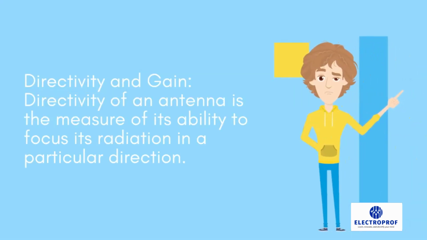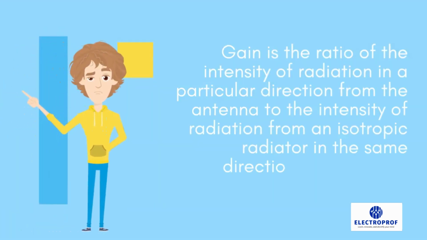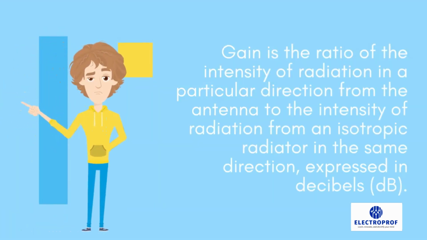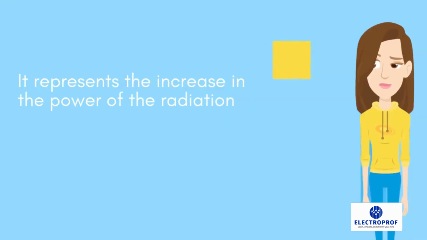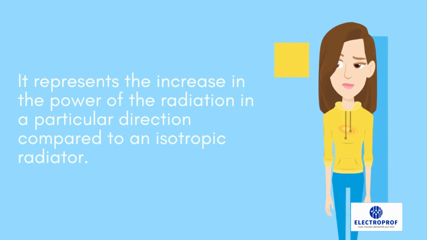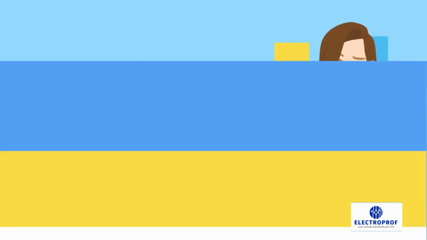Directivity and gain. Directivity of an antenna is the measure of its ability to focus its radiation in a particular direction. Gain is the ratio of the intensity of radiation in a particular direction from the antenna to the intensity of radiation from an isotropic radiator in the same direction, expressed in decibels, dB. It represents the increase in the power of the radiation in a particular direction compared to an isotropic radiator.